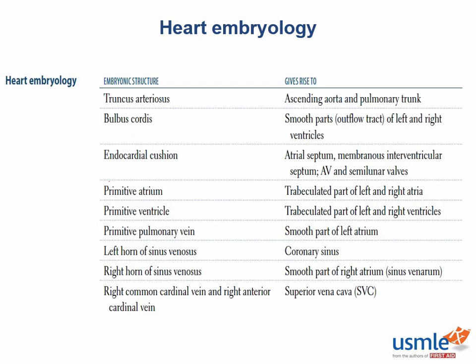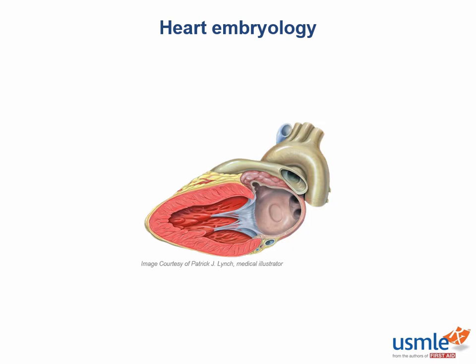So next, let's move on to the primitive atrium and ventricle. Now these will form the trabeculated parts of the left and right atria and ventricles respectively. You can see an example of ventricular trabeculations in this image, and the trabeculated parts of each chamber are these large septations of columnar muscle tissue.